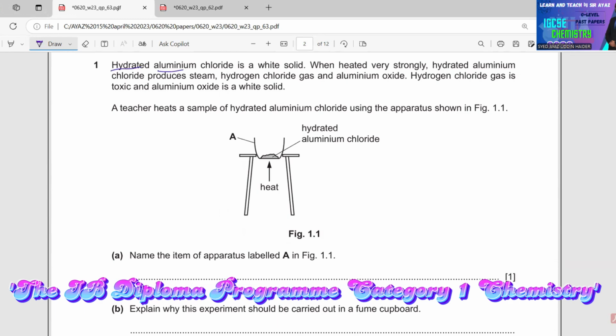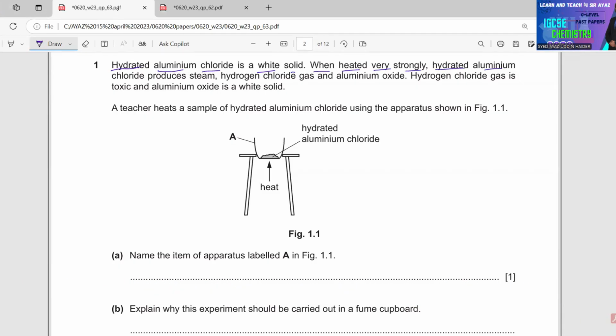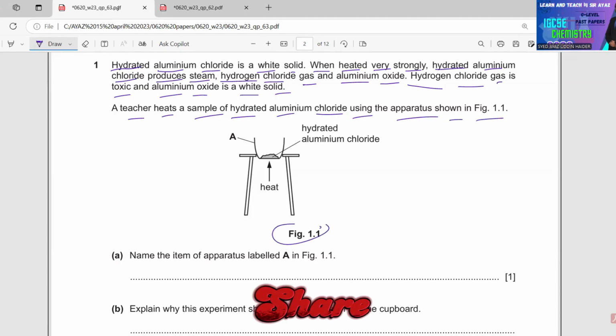Hydrated aluminium chloride is a white solid. When heated very strongly, hydrated aluminium chloride produces steam, hydrogen chloride gas, and aluminum oxide. Hydrogen chloride gas is toxic and aluminum oxide is a white solid. A teacher heats a sample of hydrated aluminum chloride using the apparatus shown in figure 1.1. Here's figure 1.1. You see hydrated aluminum chloride. You have heat source and the instrument used or apparatus used is labeled as A.